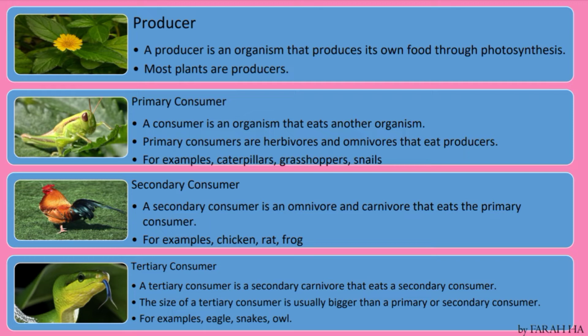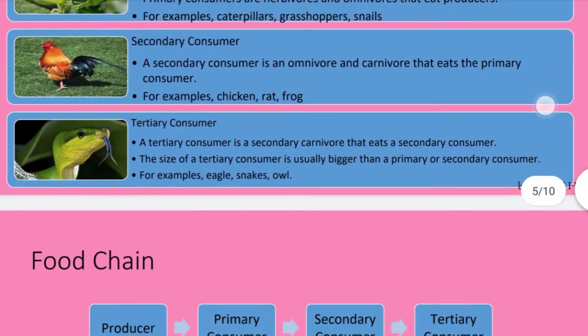So the tertiary consumer. A tertiary consumer is a secondary carnivore that eats a secondary consumer. The size of the tertiary consumer is usually bigger than primary and secondary consumer. Example, eagle, snake and owl. So the tertiary consumer will eat secondary consumer. The secondary consumer will eat primary consumer and the primary consumer will eat the producer. Okay, but sometimes tertiary consumer also can eat the primary consumer.